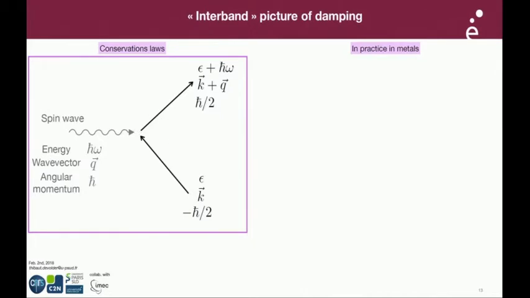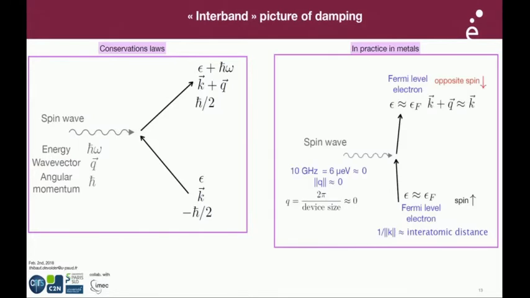In practice in metals, the other degrees of freedom that you have are the electrons. So you need to have electrons ready for interactions, so they will be at the Fermi level. And you need to have empty spaces for the electrons to be scattered into. So this is going to be also electrons at the Fermi level.